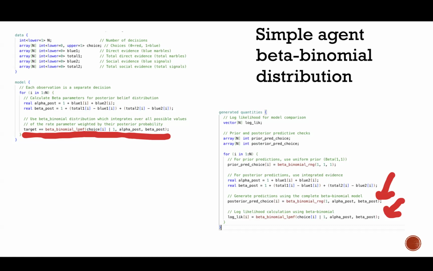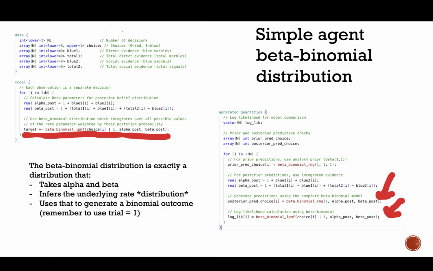There's also the generated quantities where, again, whenever we generate the posterior predictive choice and the log likelihood, we change the Bernoulli we were using before with the beta binomial. But Stan is nice because it doesn't have everything implemented, but when it implements a function, it implements all the versions. So the LPMF and the random number generator, for instance. Good. So the beta binomial is exactly a distribution that takes alpha and beta, infers the underlying rate distributions, and uses that to generate a binomial outcome.